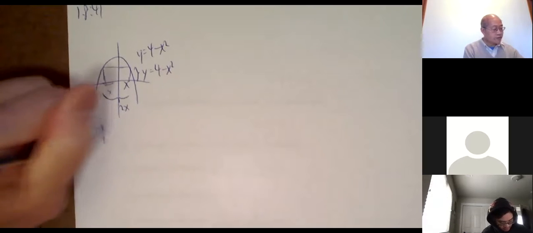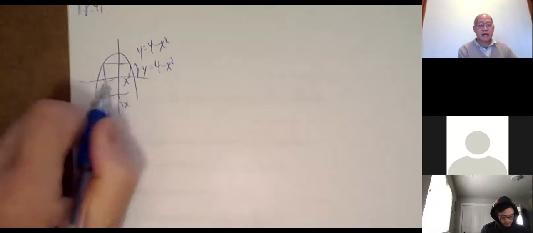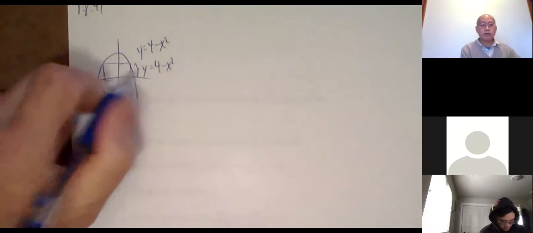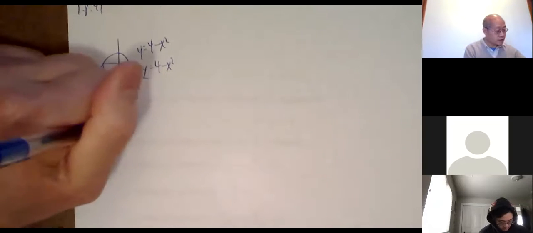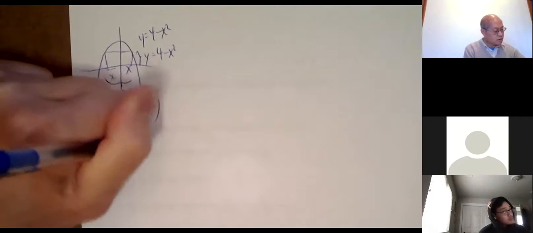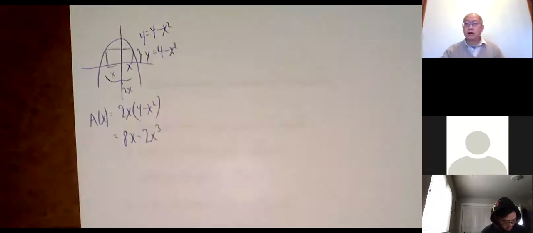So the area as a function of x is base times height. The base is x and another x, which is 2x. 2x times the height, which is y, but they told us y is 4 minus x squared. So that's basically it, or you can multiply it out. 8x minus 2x cubed would also be an acceptable final answer. Okay.